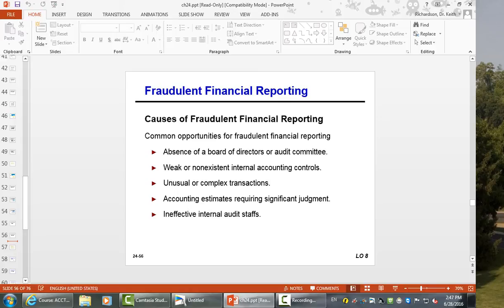So anyway, sure. If transactions are huge, they're different. In Enron, they were going into all sorts of business lines they did not understand. Right? Oh yeah, that was a red flag. Right? Accounting estimates requiring significant judgment, and they're big, they're material.